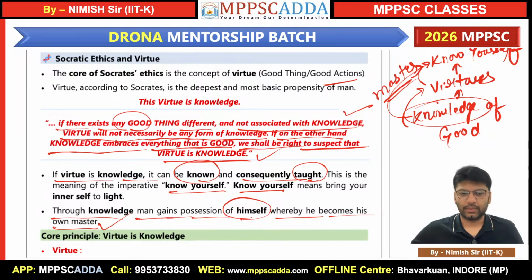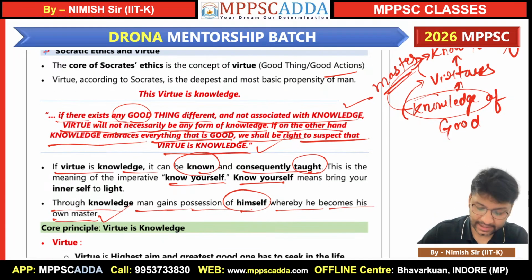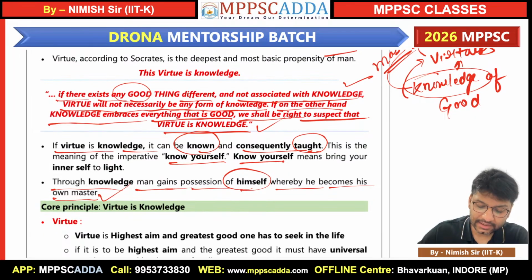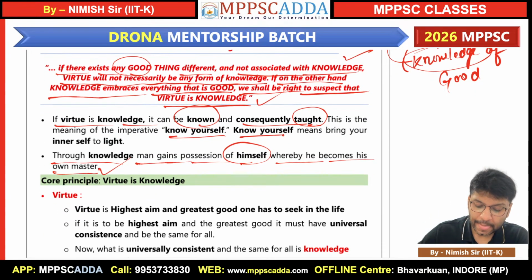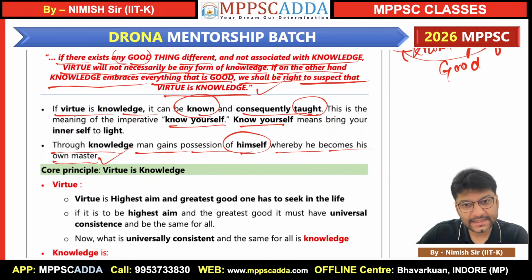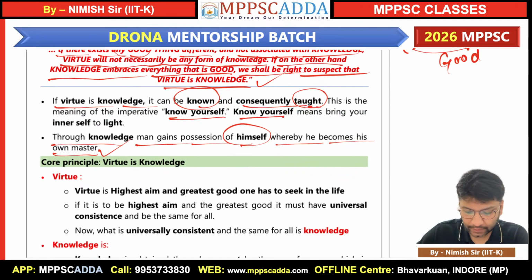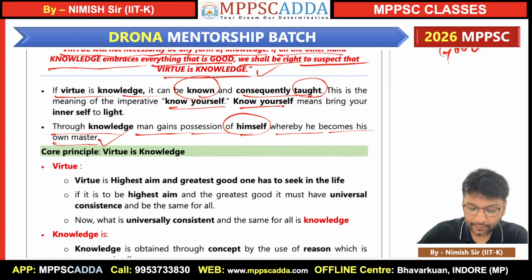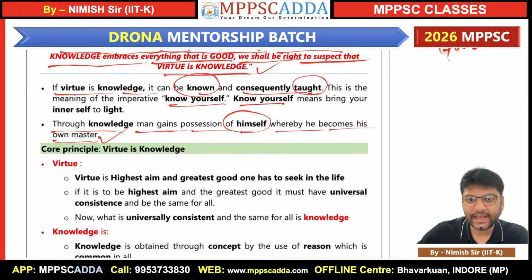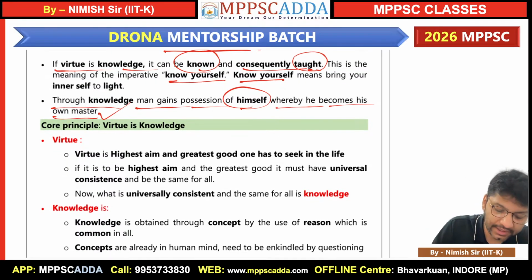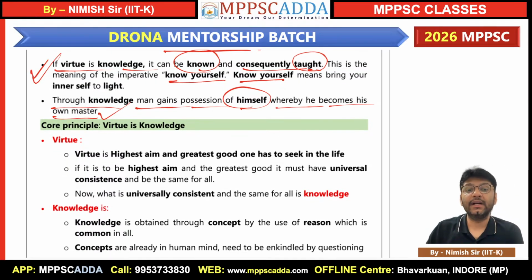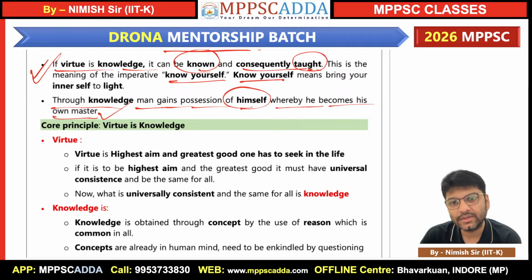Right? So what is the next thing we must understand? First, we have understood three aspects: the individual is important, what is virtue, what is knowledge, and virtue and knowledge can never be separated. That's what we have understood so far. We have also understood that if virtue is knowledge, it can be known and consequently taught. Write this point 100% in the examination. Do write this: if virtue is knowledge, it can be known and consequently taught.